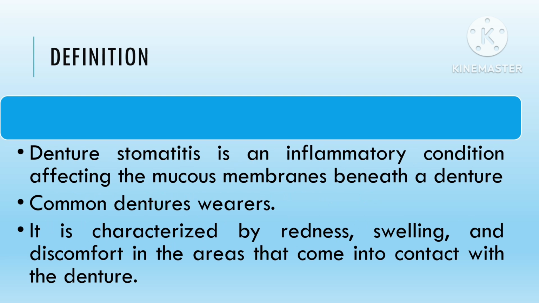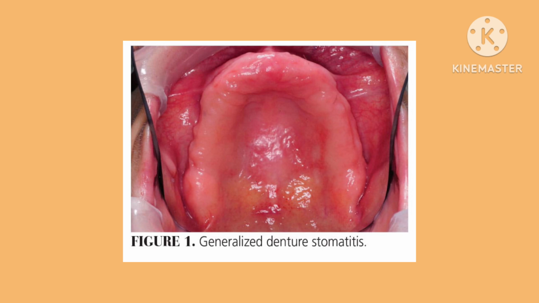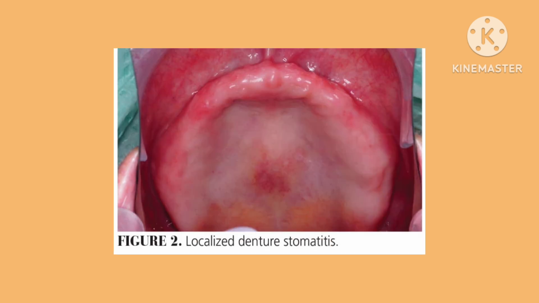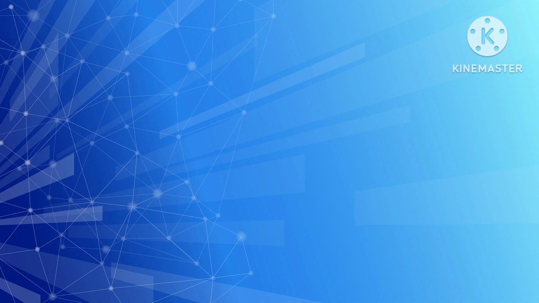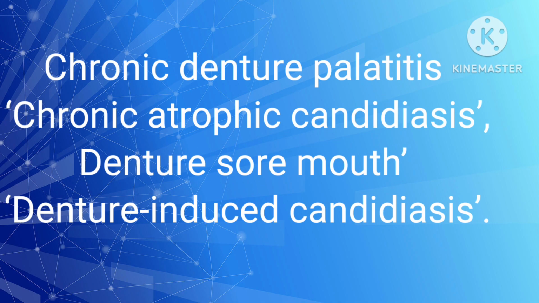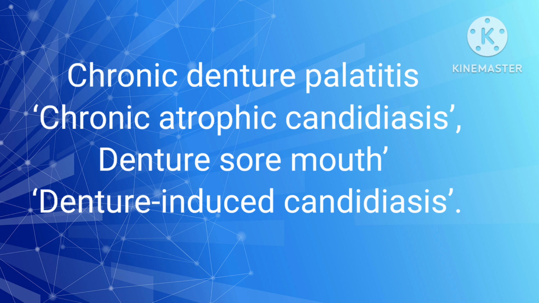Denture stomatitis is an inflammatory condition affecting the mucous membrane beneath a denture in patients who wear dentures. It is characterized by redness, swelling, and discomfort in the area where the denture comes in contact with the oral mucous membranes. It is a recurring mucosal condition, and the other terms used to define this condition are chronic atrophic candidiasis, chronic denture palatitis, and denture sore mouth.